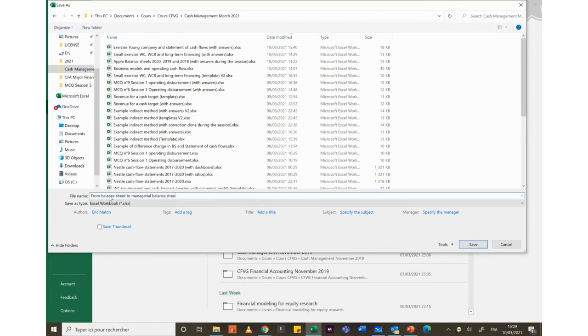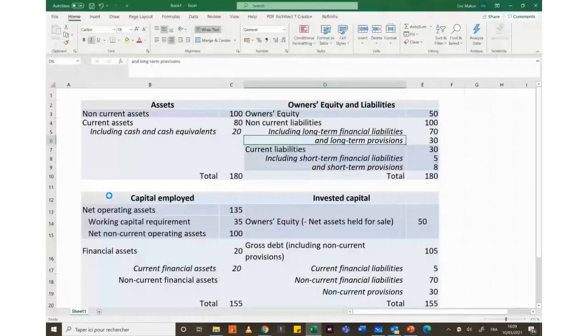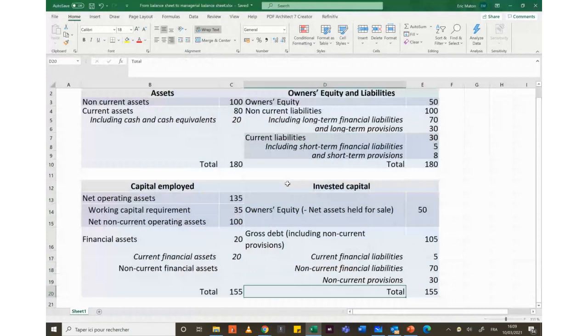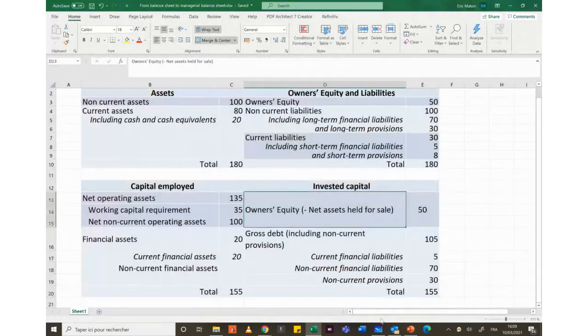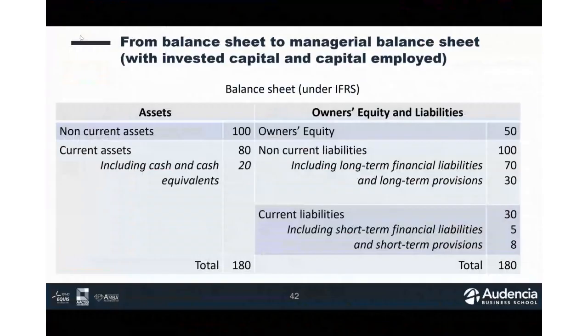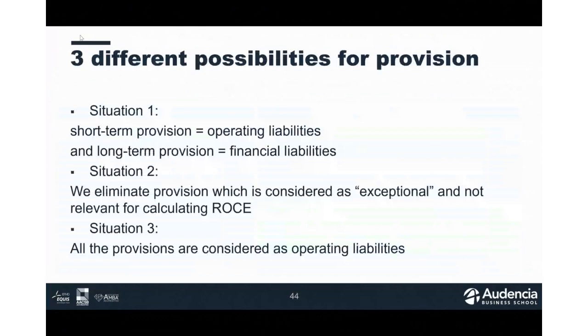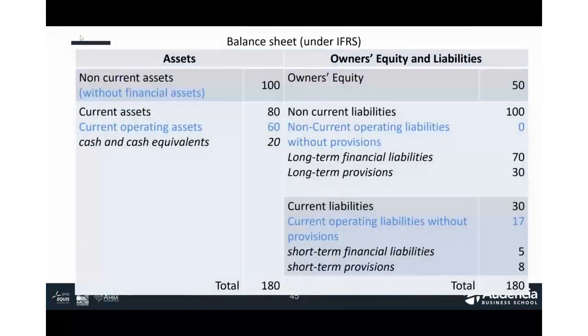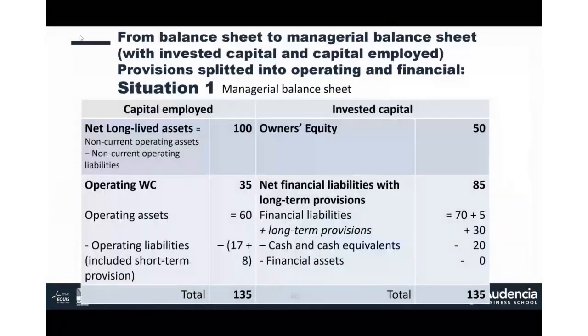So I will put the Excel file with the correction also on Canvas. So this is a general presentation, but we can have different calculations. It depends if you put all the provisions on the right, or you put only short-term provisions on the left. So you can have calculation here with only the long-term provision on the right and the short-term provision on the left. Why don't I finish with the same value?